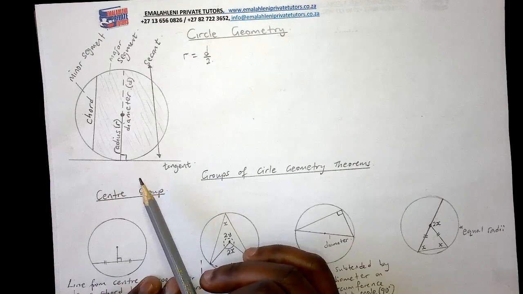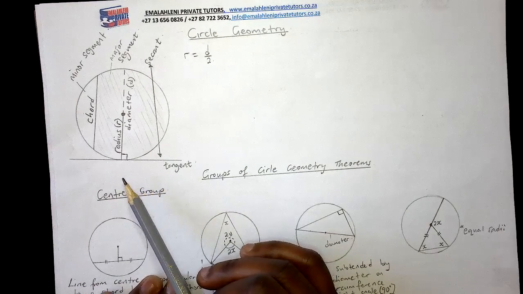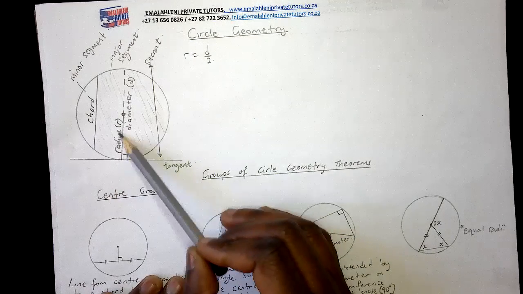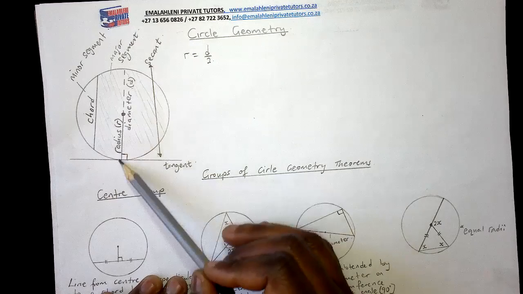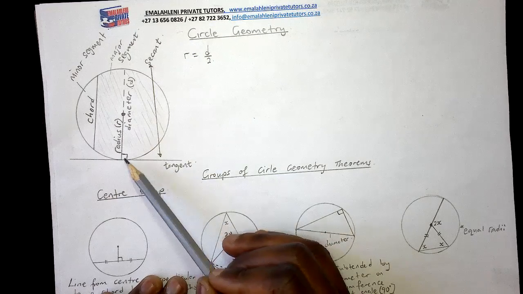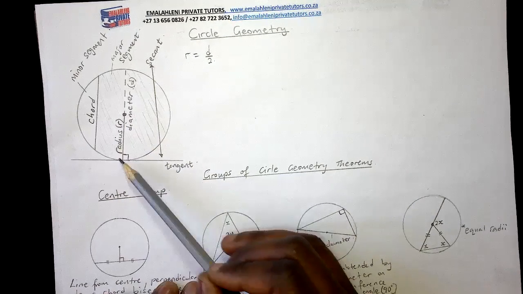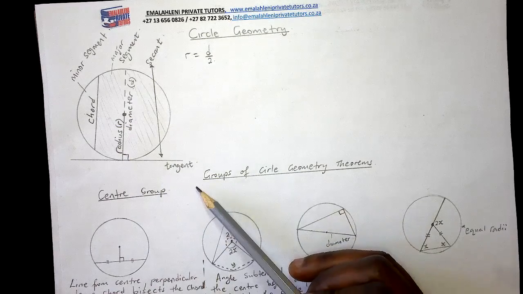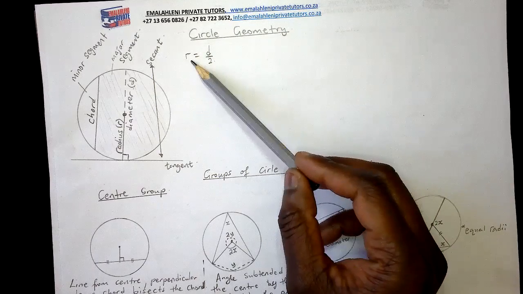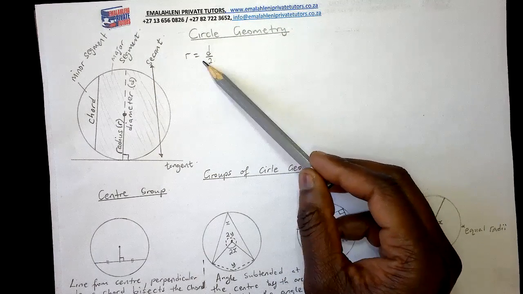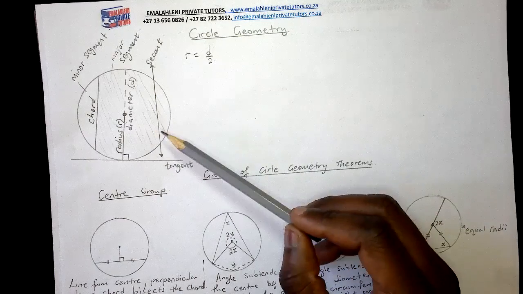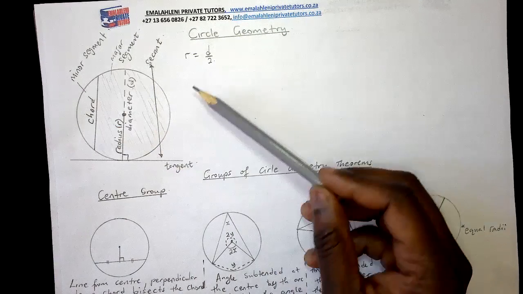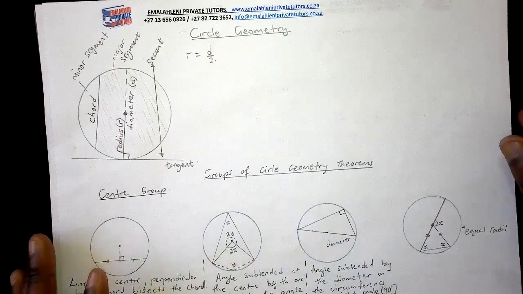A tangent touches your circle once, and your tangent is perpendicular to the radius, meaning it forms 90 degrees with your radius where it touches the circle. If we draw a radius there, we actually have 90 degrees. So your radius, which is r, we get by saying diameter divided by 2, because we don't normally use the diameter, we normally use the radius in most calculations.